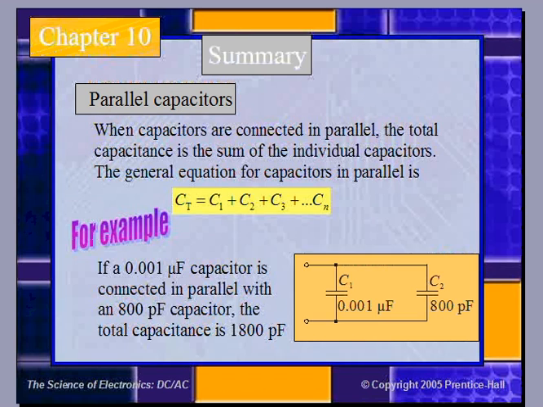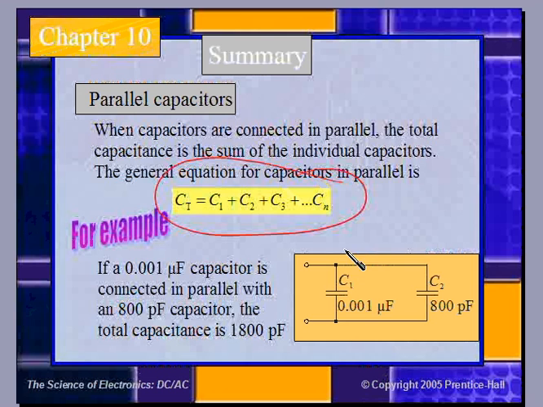Parallel capacitors. When capacitors are connected in parallel, the total capacitance is the sum of the individual capacitors. So this is the general equation. You just add the capacitors. Notice the parallel connection, they're end to end.